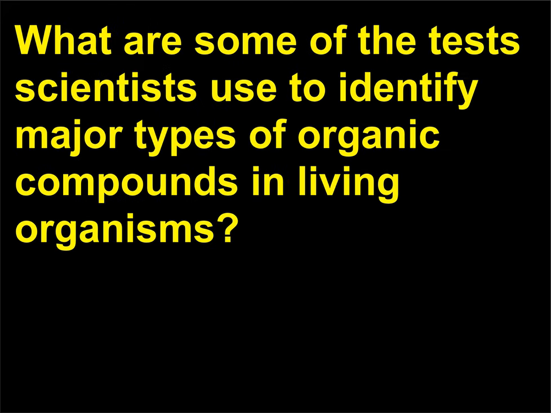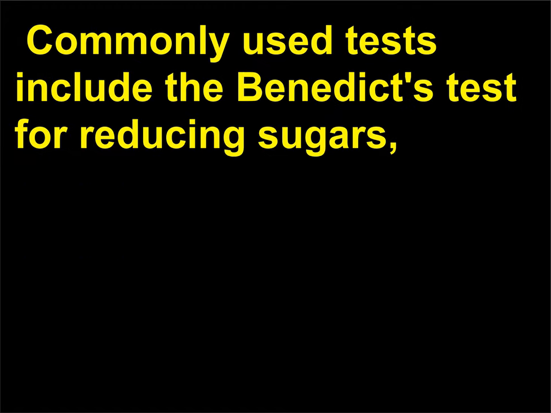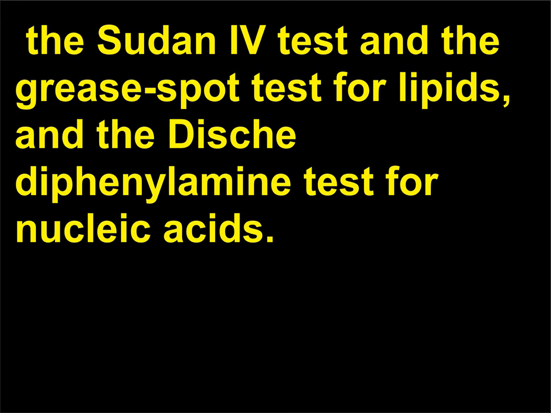What are some of the tests scientists use to identify major types of organic compounds in living organisms? Scientists use different tests to detect the presence of carbohydrates, lipids, proteins, and nucleic acids. Commonly used tests include the Benedict's test for reducing sugars, the iodine test for starch, the Biuret test for proteins, the Sudan IV test and the grease spot test for lipids, and the diphenylamine test for nucleic acids.